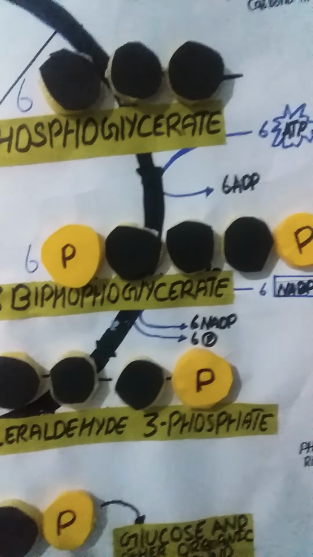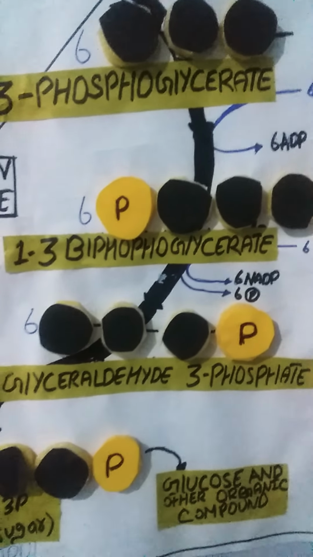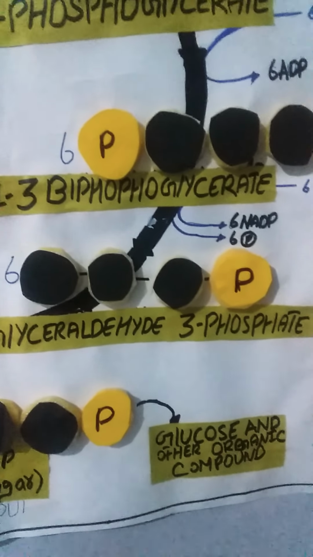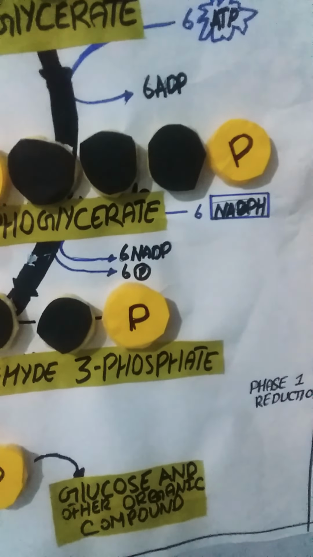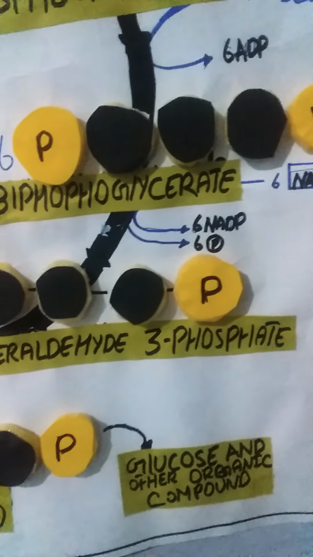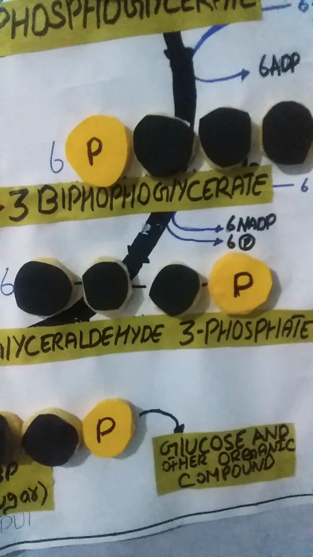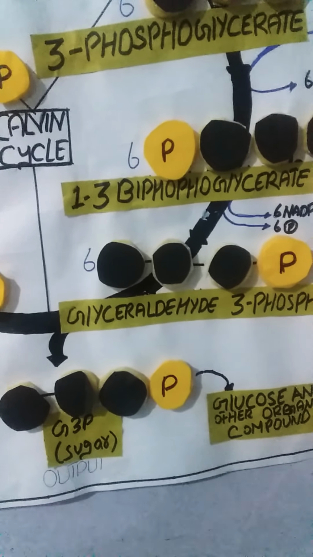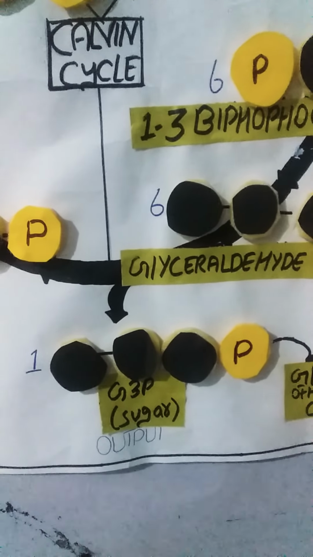So 1,3 biphosphoglycerate is converted into glyceraldehyde 3-phosphate or phosphoglyceraldehyde, and this is the second step, which is reduction. You can see here 6 NADPH converted into 6 NADP, and this is the reduction stage, and a total of 6 glyceraldehyde 3-phosphate are produced.